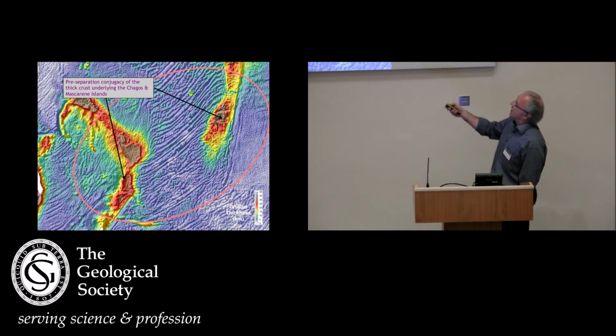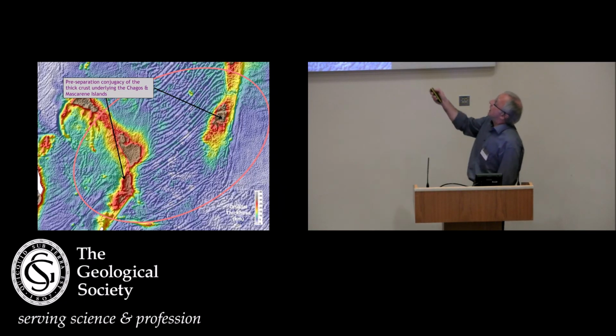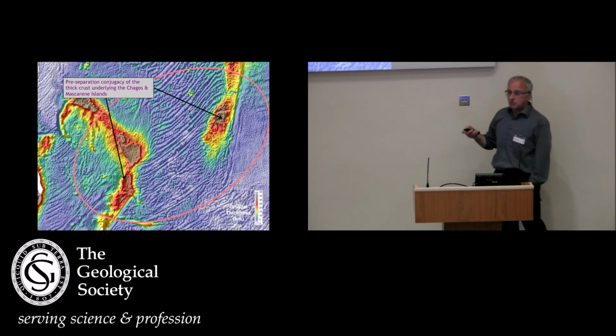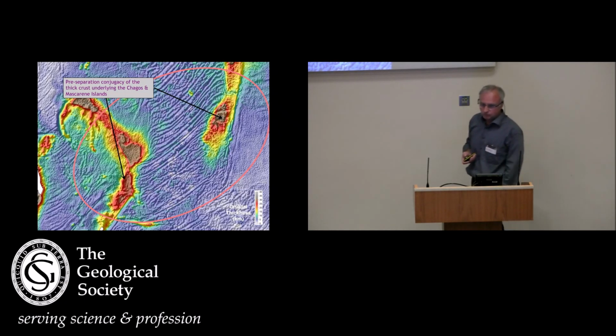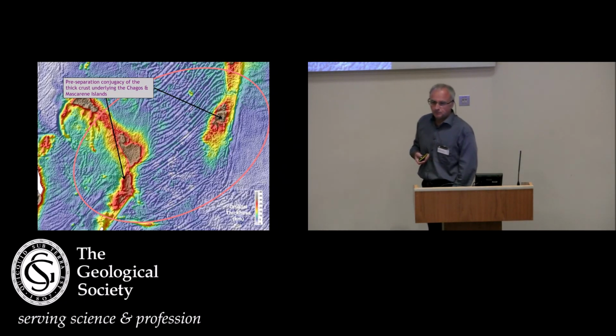We're actively producing dipping reflector sequences through this zone right in here. So this is the kind of time average structure, and the active deformation structure shows how really important the magmatic process is, or how hidden it has been until recently.